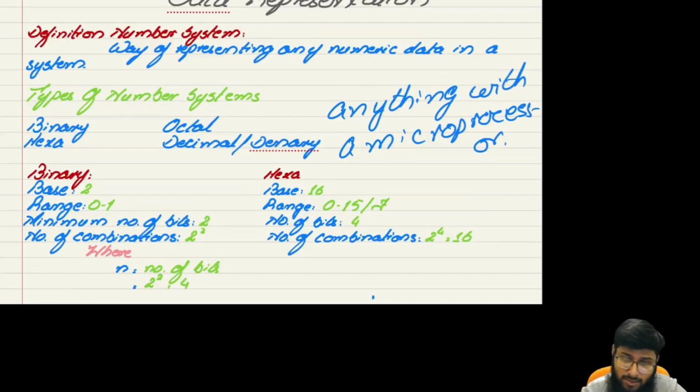Now, when it comes to the types of the number system, in actual, we have four different types of number system. What are those? We have binary, we have hexa, we have decimal or denary, and the last one is known as octal. But out of these, binary is part of your course outline, hexa is part of your course outline, denary or decimal is part of your course outline, but octal is not part of your course outline, so we won't be dealing with the octal number system.